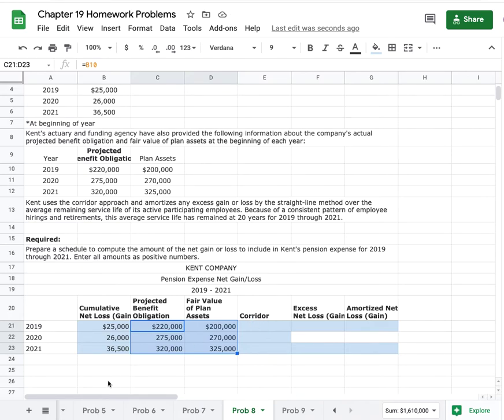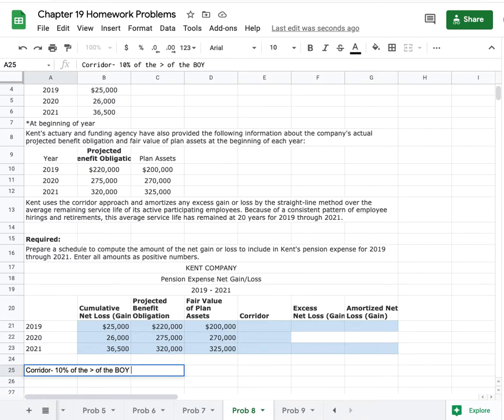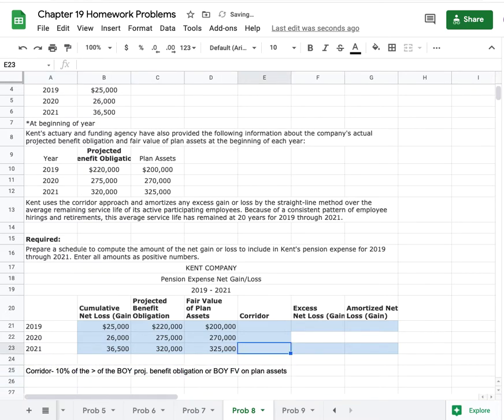Now we have to fill in the corridor. And remember that corridor, by definition, is 10% of the greater of the beginning of year projected benefit obligation or beginning of year fair value of plan assets. And so in this case, there's only the 3 years, and it would be really simple just to calculate 10% of whichever one is greater. But for best practices, I think we should use an if function so that you could quickly drag this down 20 years if you needed to and not have to manually check which one is greater.